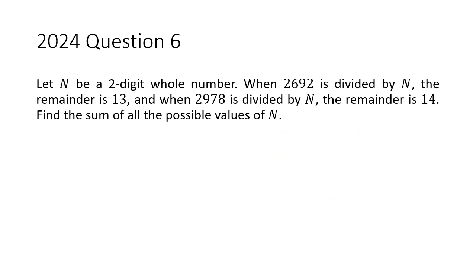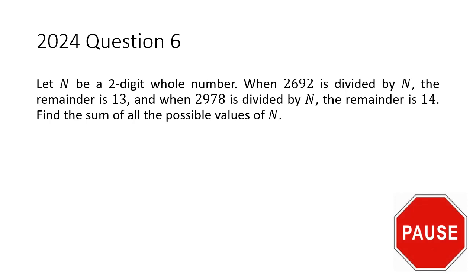Question 6. Let n be a two-digit whole number. When 2692 is divided by n, the remainder is 13. When 2978 is divided by n, the remainder is 14. Find the sum of all possible values of n. Pause the video here and give this question a good try.